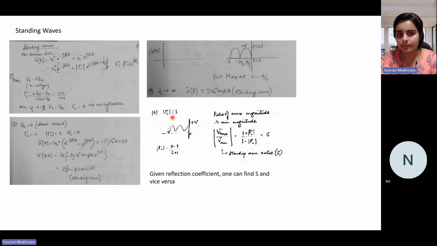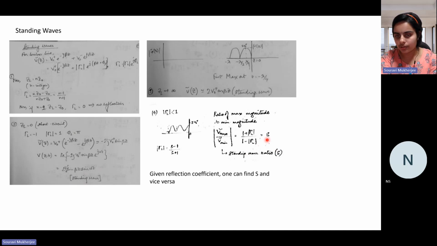Now, what happens when your reflection coefficient modulus is not exactly equal to 1, but slightly less than 1? There you would have the voltage dependence as something like this. You would see that the maximum value is not equal to 2 V naught and the minimum is not equal to 0. In this case, the maximum doesn't reach 2 V naught plus and the minimum does not reach 0. The ratio of maximum to minimum is what we call the standing wave ratio.